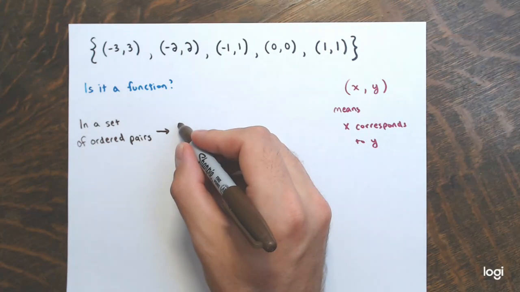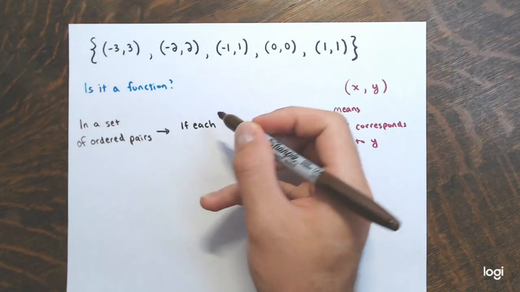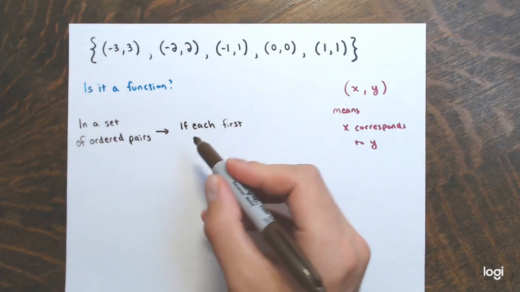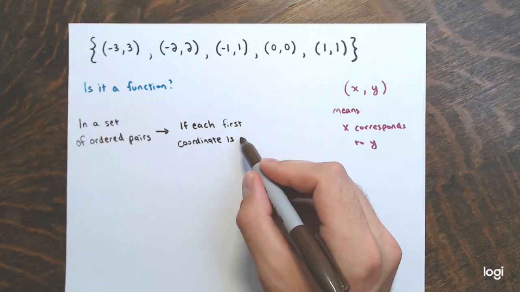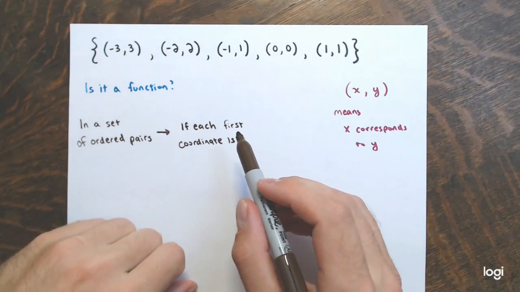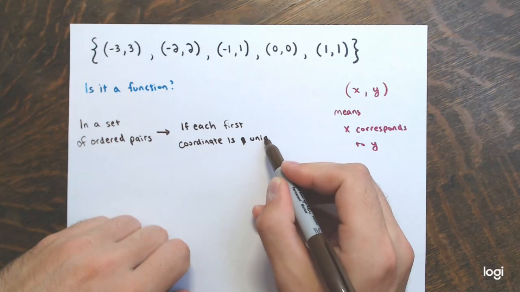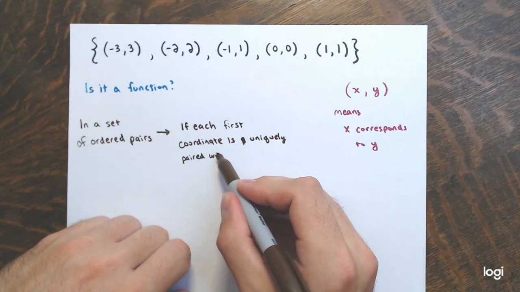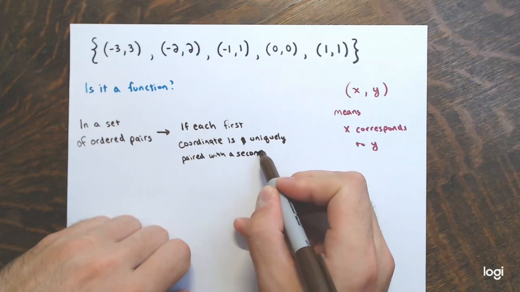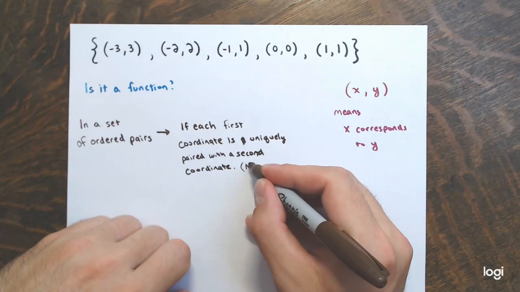So in a set of ordered pairs, if each first coordinate, the x coordinate, is uniquely paired with a second coordinate, in other words, no repeating first coordinates, then it is a function.